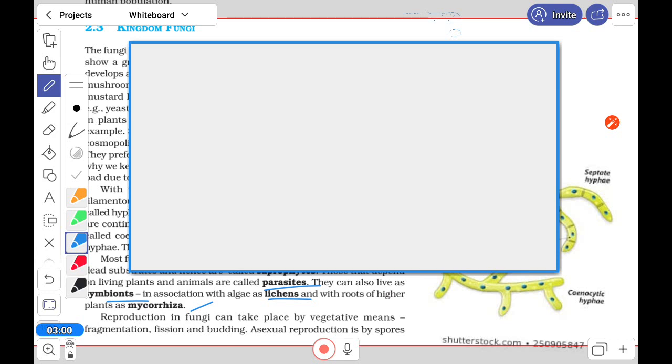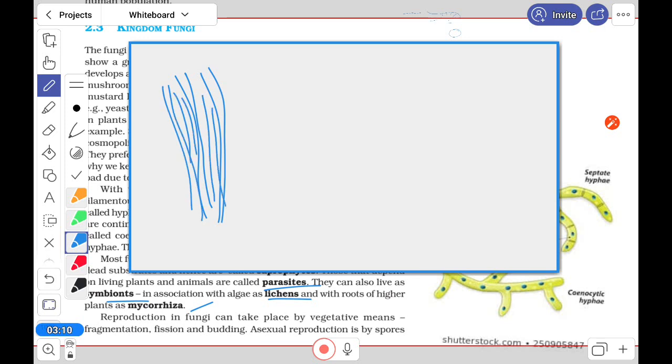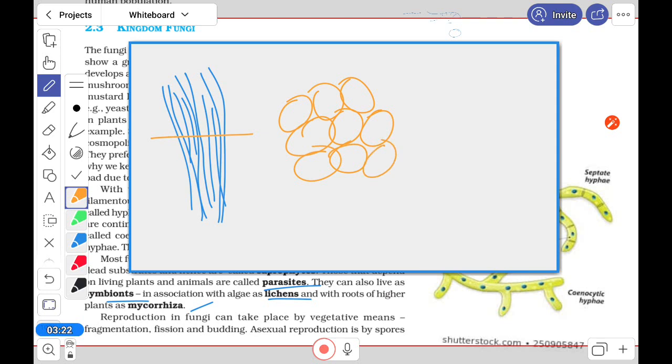If these are the hyphae, like this type of it is there, and we make a cross section, then it shows this type of structure which looks like parenchyma tissue. This is known as pseudoparenchyma. Pseudoparenchyma.